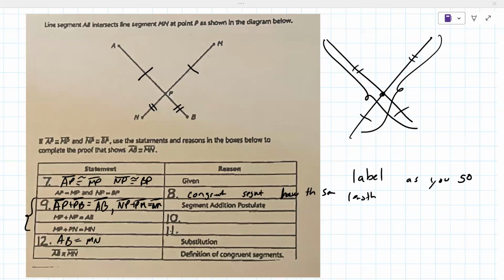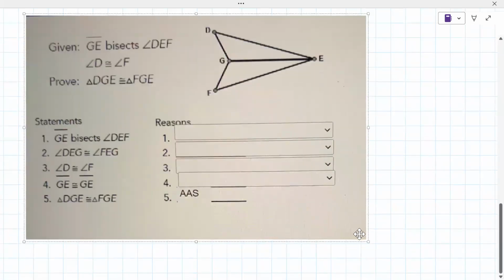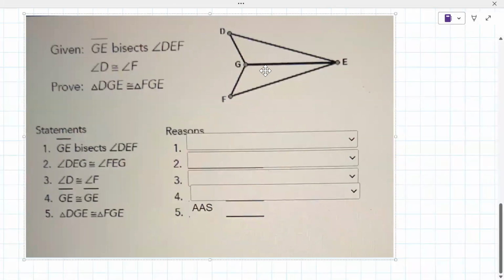So we're going to look at another proof here. This will be a little bit harder because it's not on your screen. I understand that. Just do the best you can. I would recommend redrawing the figure. That at least will help a little bit.